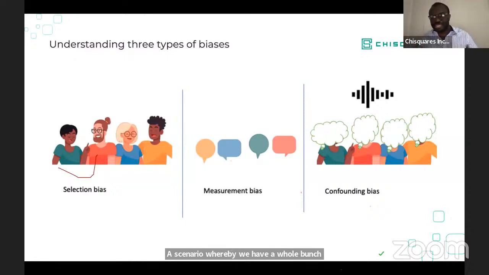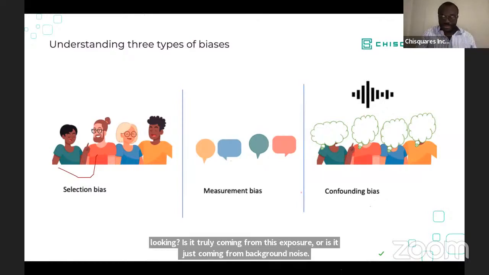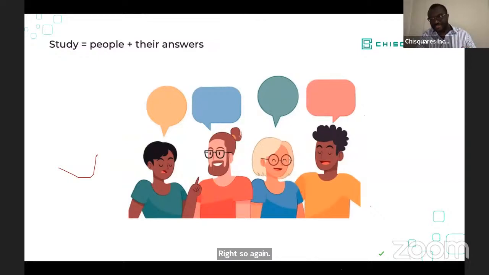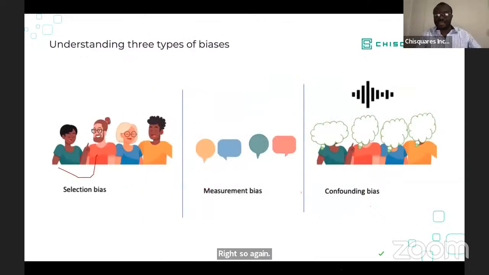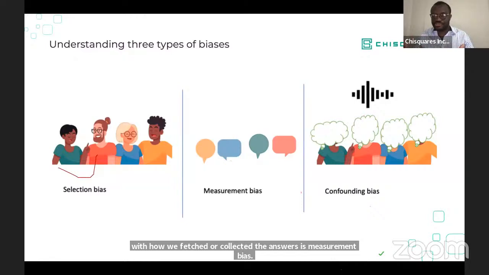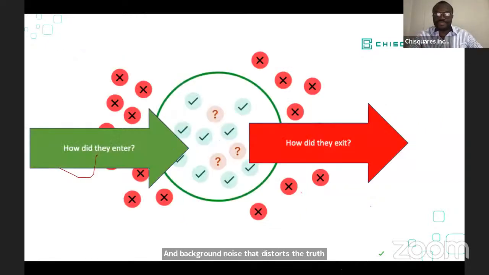There's just so much noise in the air that we can't really say that this relationship we are looking at is truly coming from this exposure. Or is it just coming from background noise, right? So again, simply put, a study is people and answers. Problems with how we selected the people is selection bias. Problem with how we collected the answers is measurement bias. And background noise that distorts the truth is what we call confounding bias.